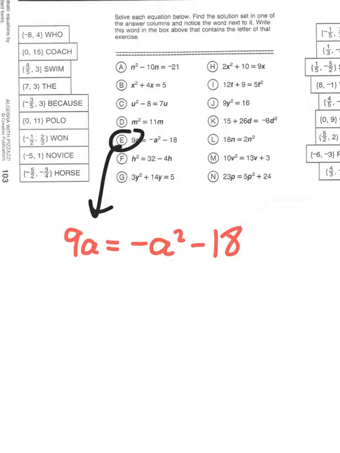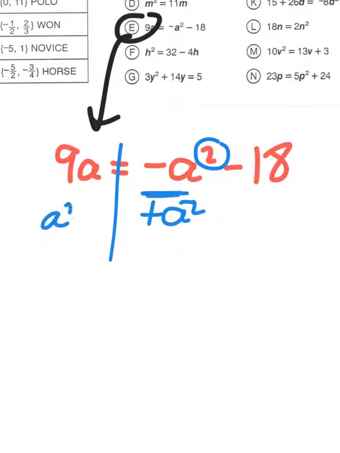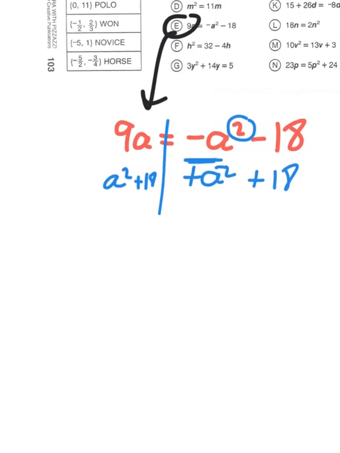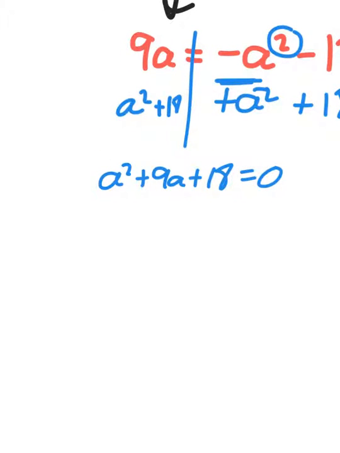Just remember on problems like these, it really does help. One, we got to get it set equal to 0, but also be cognizant and think about how you're going to do that. I really want that leading coefficient, that a squared term, to be positive. And so probably the best move here is just to move everything to the left side. I'm going to add a squared to both sides, and I'm going to add 18 to both sides. So a squared plus 9a plus 18 equals 0. And from here I think you'll be able to solve it.